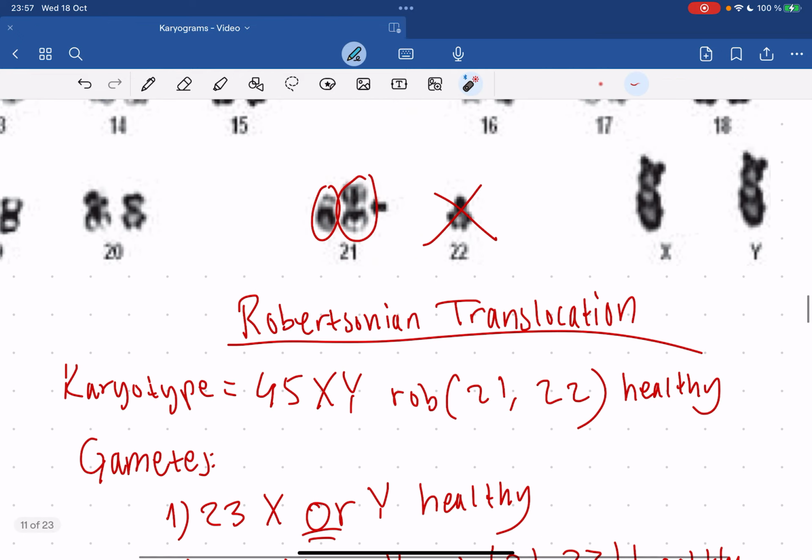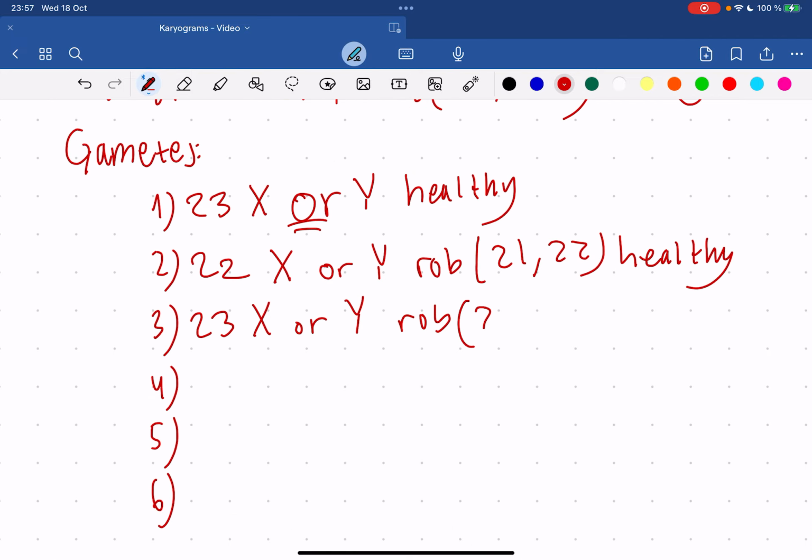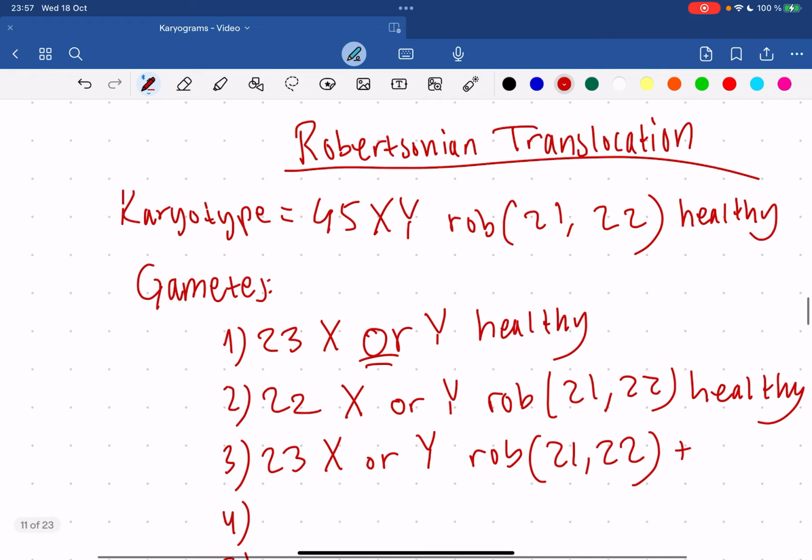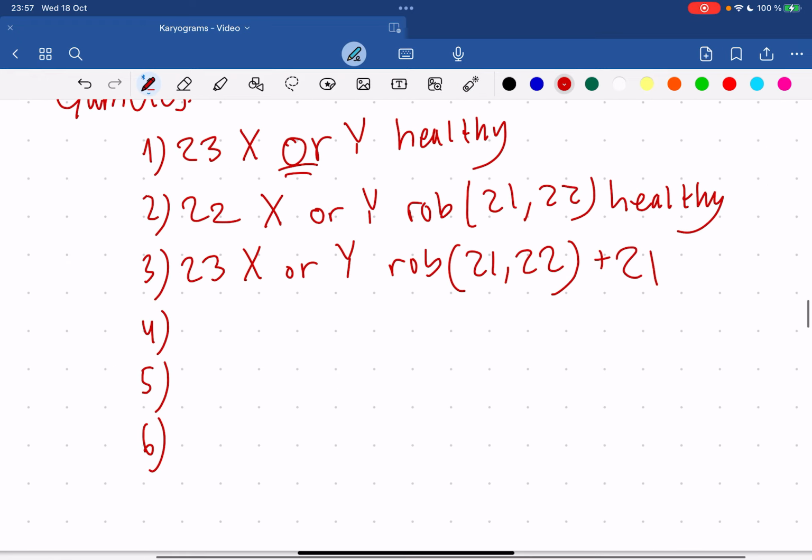As soon as we write Robertsonian, we flag for the fact that this behemoth is here. So Robertsonian 21, 22. And then we would have a plus 21 because we have an additional information that we don't need because the 21 is here as well. And it doesn't have to be here, or else it's plus 21.